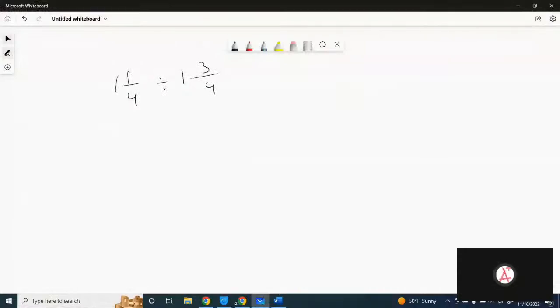Yes, for the reciprocal, for example, you have the fraction 4 by 3. Just interchange the numerator and denominator to be then 3 over 4. Got it? For example, you have 5 over 2. The reciprocal is then 2 over 5. Got it now?